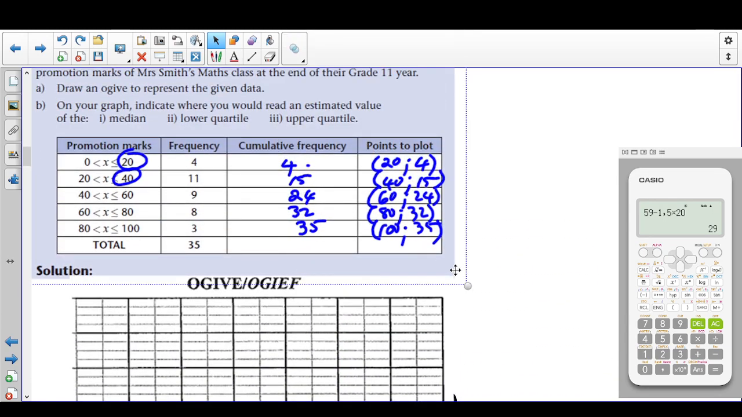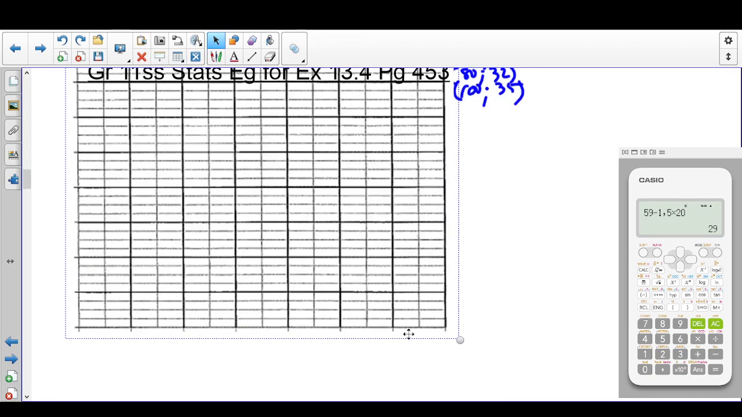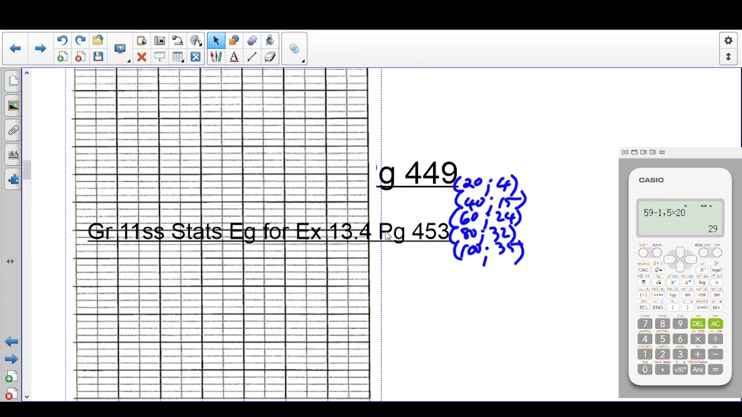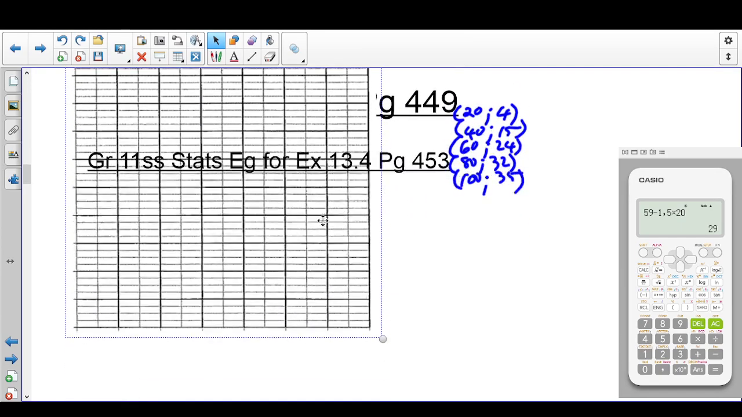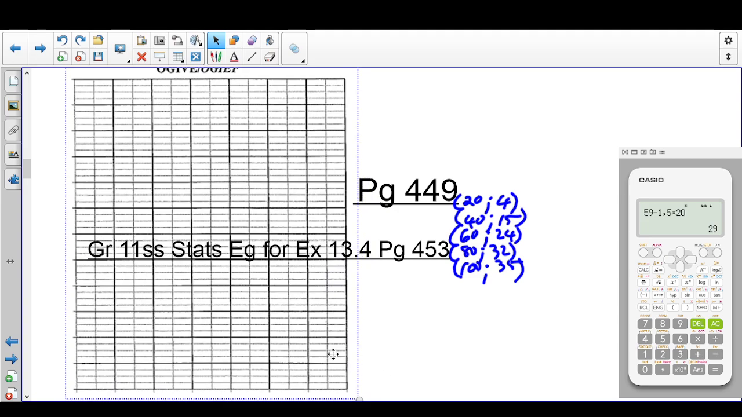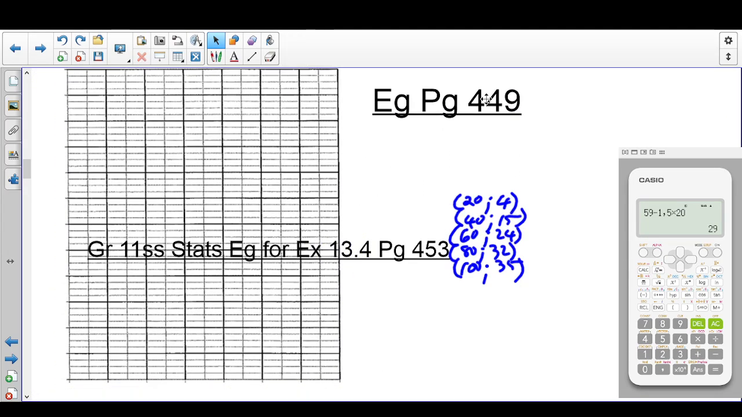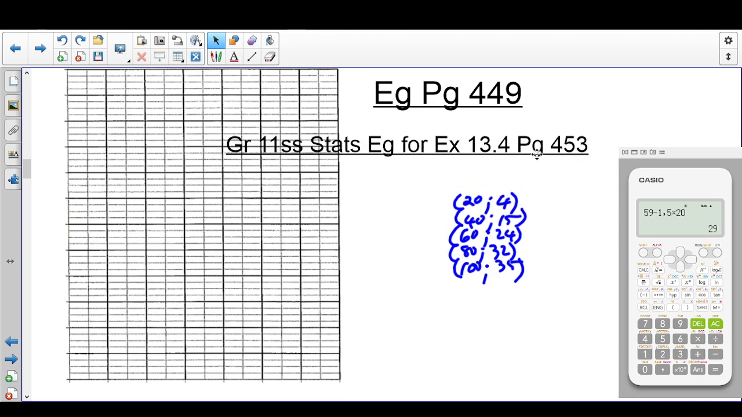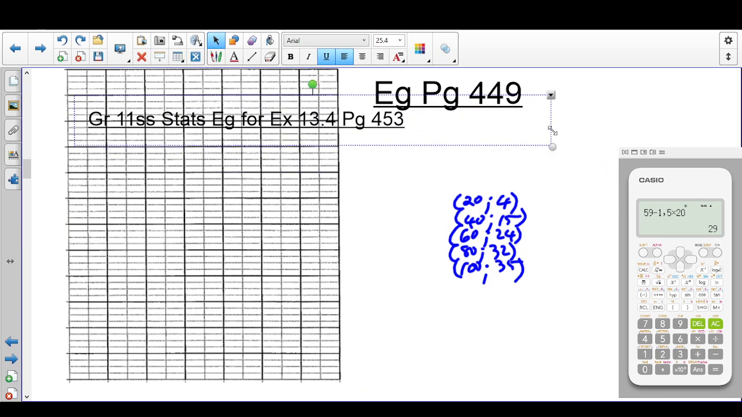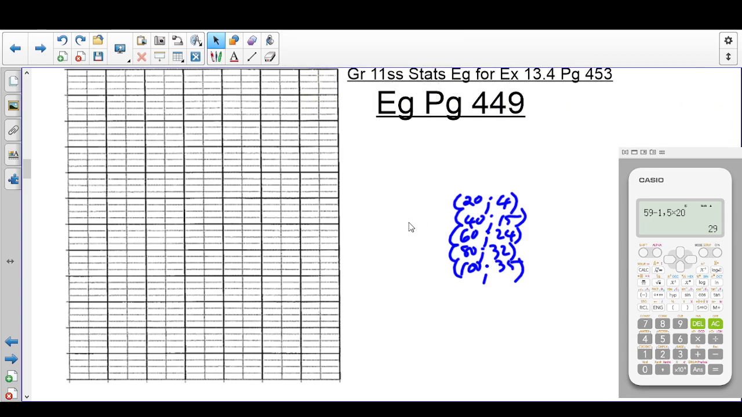So if we look at this information here, I'm going to throw this here. And in the exam, we will give you a grid sheet as well. Okay, you don't need the word ogive. So let me just minimize.